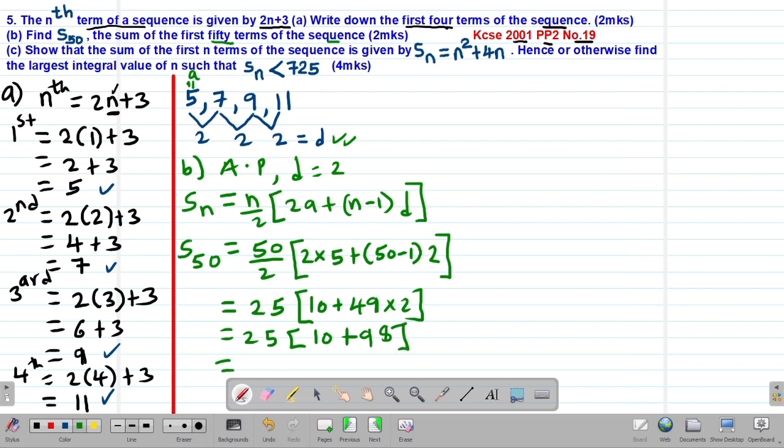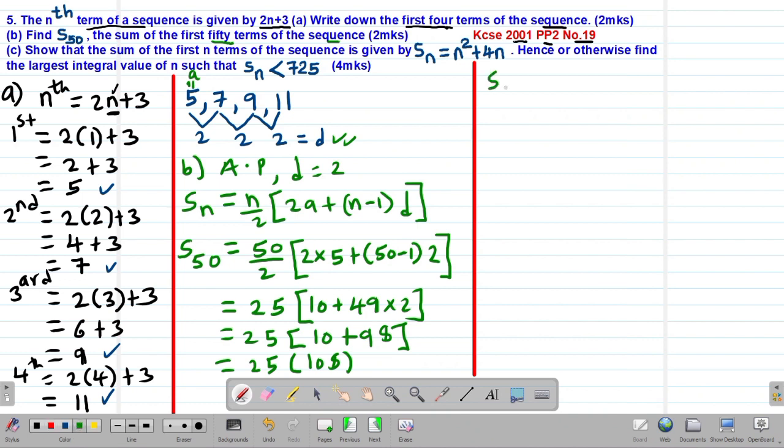So we can feed this one directly on the calculator, because 10 plus 98 is 108. So we are going to have 25, then into bracket 10 plus 98, you get 108. Therefore, let me separate my working using this particular line here. So this one simply means that our value of S50 will be given by the following.